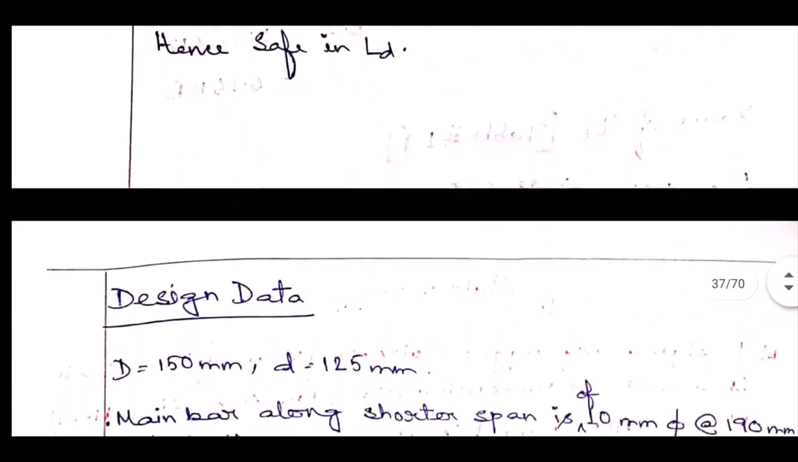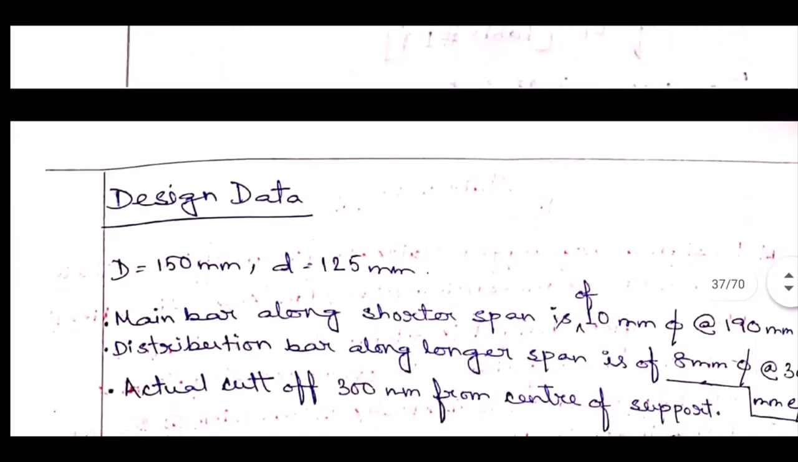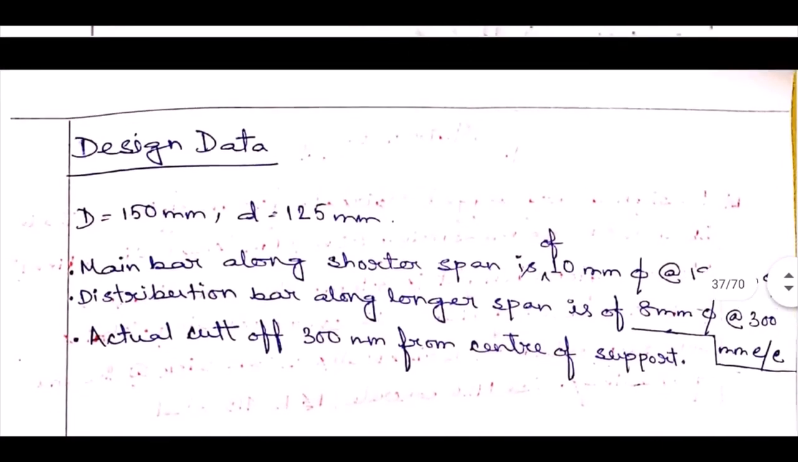The next step is we have to write the design data. So all design calculation is done. We have completed all the checkings. So now it is time to write the design data. After that we have to draw it. So capital D, that is overall depth, is 150 mm, small d effective depth is 125 mm. Main bar along the shorter span is 10 mm at the rate of 190 mm center to center. Distribution steel bar along the longer span is 8 mm dia at the rate of 300 mm center to center, and actual cutoff is 300 mm from the center of support.